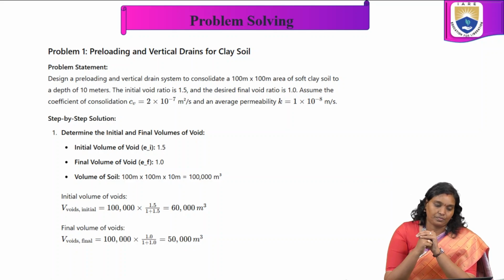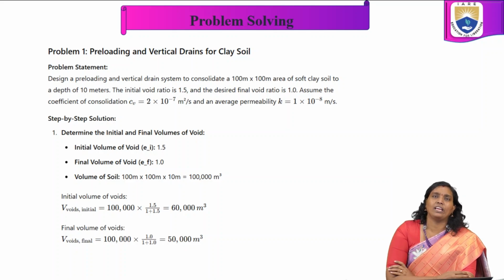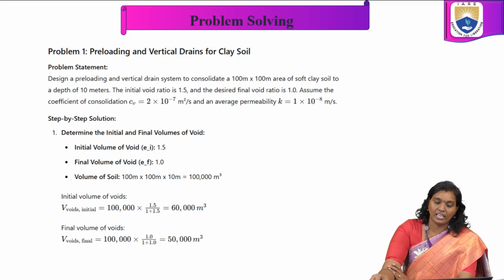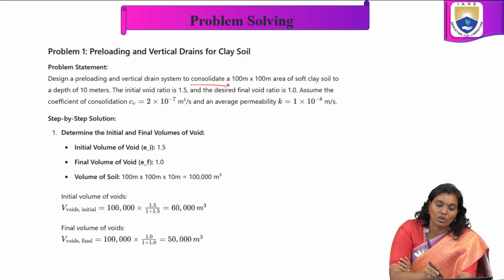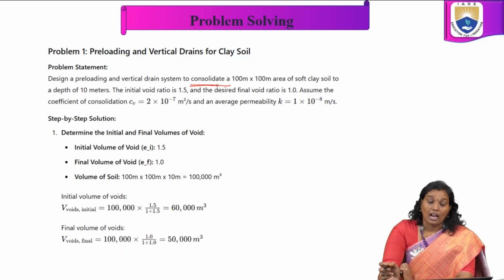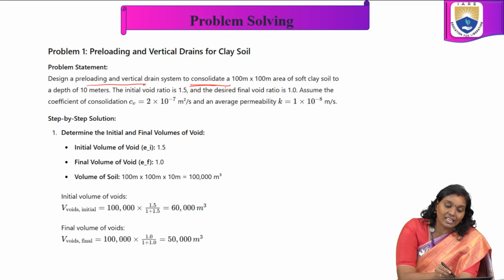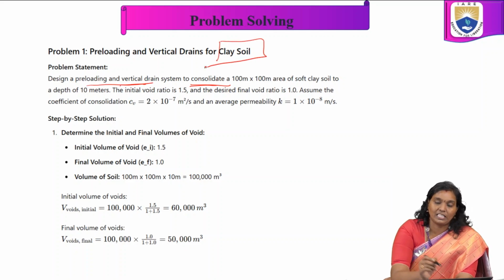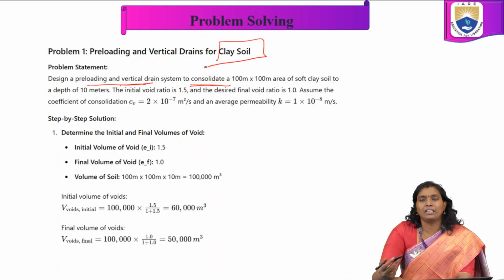In this problem statement, the task is to design a preloading and vertical drain system to consolidate. So here we require consolidation, and preloading and vertical drains are the techniques. The type of soil is already mentioned here, that is clay soil. It depends upon the type of soil, and accordingly we choose the technique.